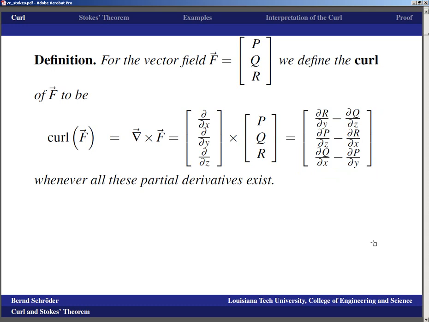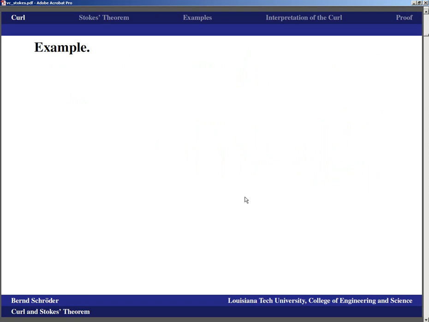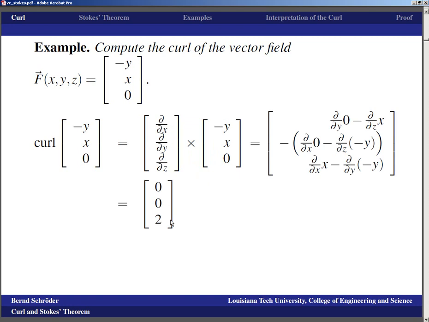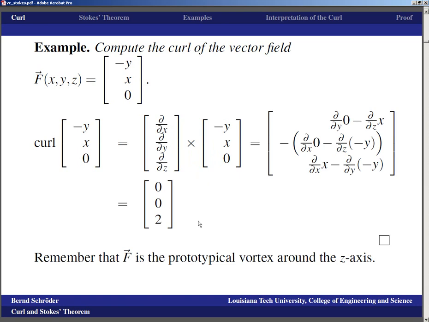So first of all, this is defined, of course, when all the partial derivatives exist. Now, first, as an example, can you compute the curl of a vector field? Of course you can, because all you have to do is take the cross product of the Nabla operator, (∂/∂x, ∂/∂y, ∂/∂z), with the vector field. And so what you end up with is, in the x component, you get 0 minus 0. In the y component, you get 0 minus 0 with an extra negative sign, which still keeps it at 0. And in the z component, you get 1 minus negative 1, which is 2. So if you work it out, here it is first with the differential operators, and then the curl ultimately is (0, 0, 2).